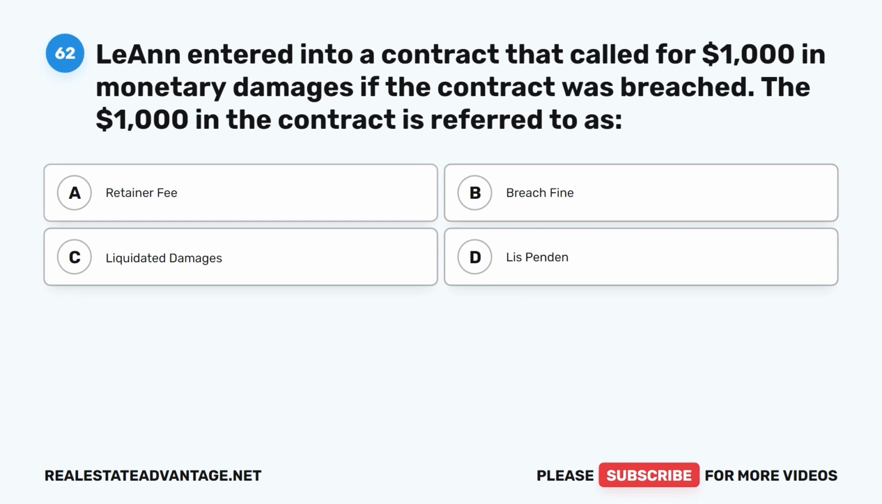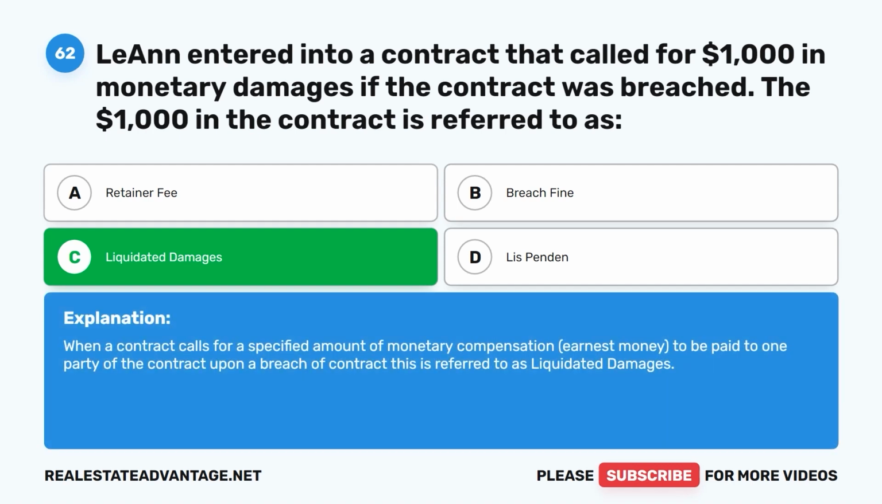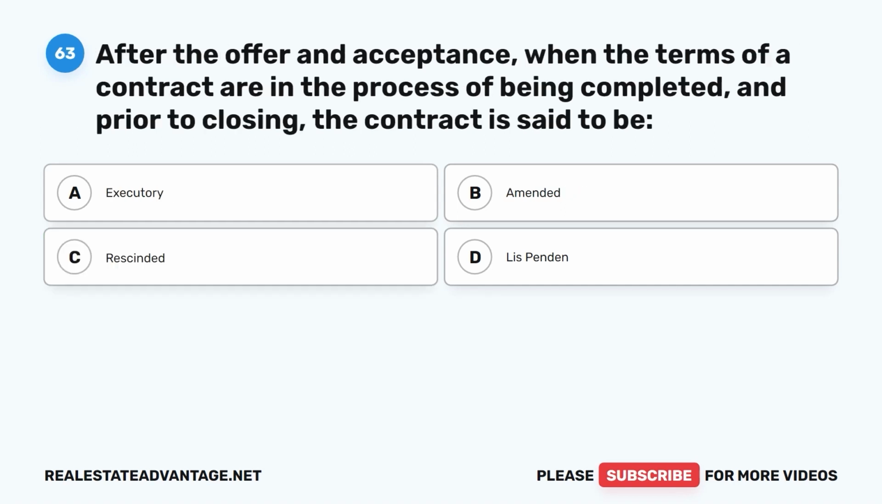Question 62. Lien entered into a contract that called for $1,000 in monetary damages if the contract was breached. The $1,000 in the contract is referred to as A. Retainer fee, B. Breach fine, C. Liquidated damages, D. Lis pendens. The correct answer is C. Liquidated damages. When a contract calls for a specified amount of monetary compensation, earnest money, to be paid to one party of the contract upon a breach of contract, this is referred to as liquidated damages.